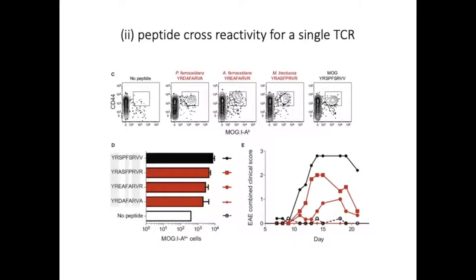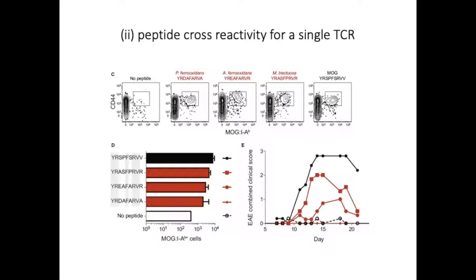Here, the self-antigen is MOG, from neural antigens. If you look with a tetramer that recognizes the MOG antigen presented with the right class 2 antigen, you can see that before immunization, you have very few cells.